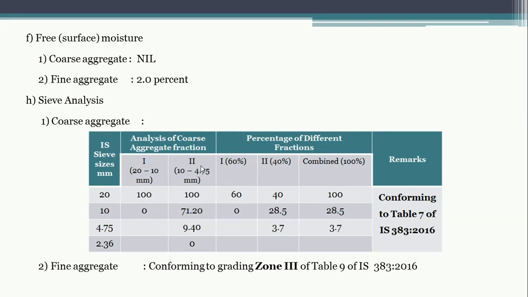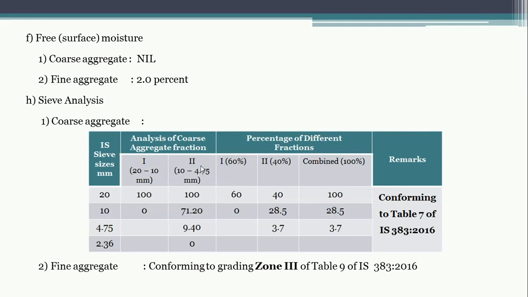That means coarse aggregate is in dry condition, fine aggregate is in wet condition. Sometimes they will ask in this way also, just to confuse the students. So coarse aggregate nil means the coarse aggregate is in dry condition. Fine aggregate 2% means fine aggregate is in wet condition.